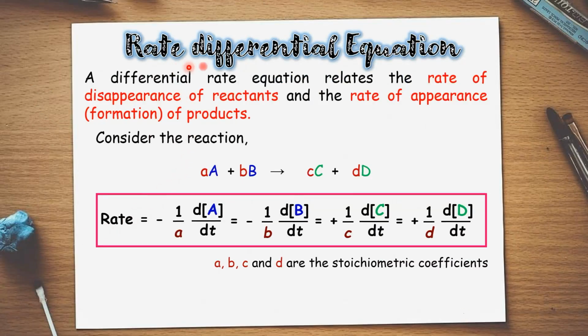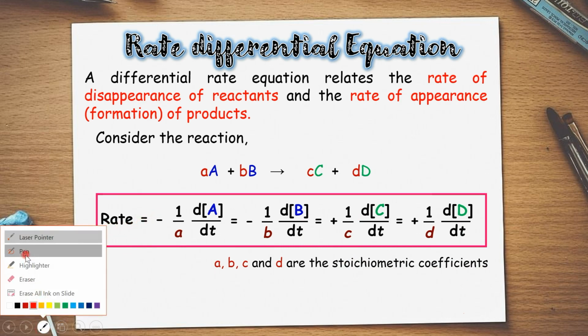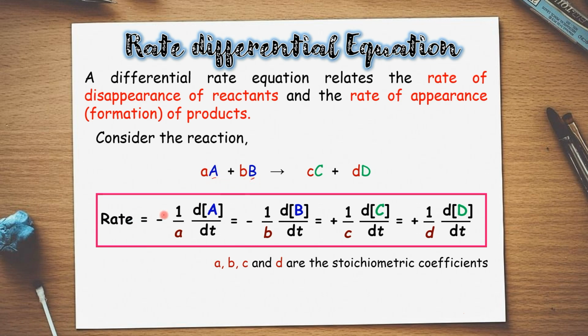Next, the rate differential equation relates the rate of disappearance of reactant and the rate of appearance or formation of the product. So consider the following reaction: aA plus bB produce cC plus dD, where a, b, c, d are the stoichiometric coefficients. So we can write the rate differential equation as follows. Rate is equal to negative, and the negative sign here is because the concentration of reactant decreases.